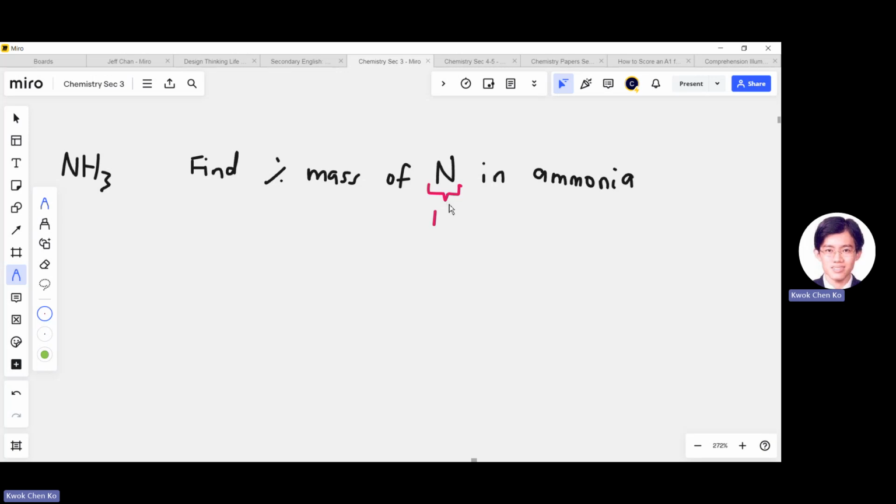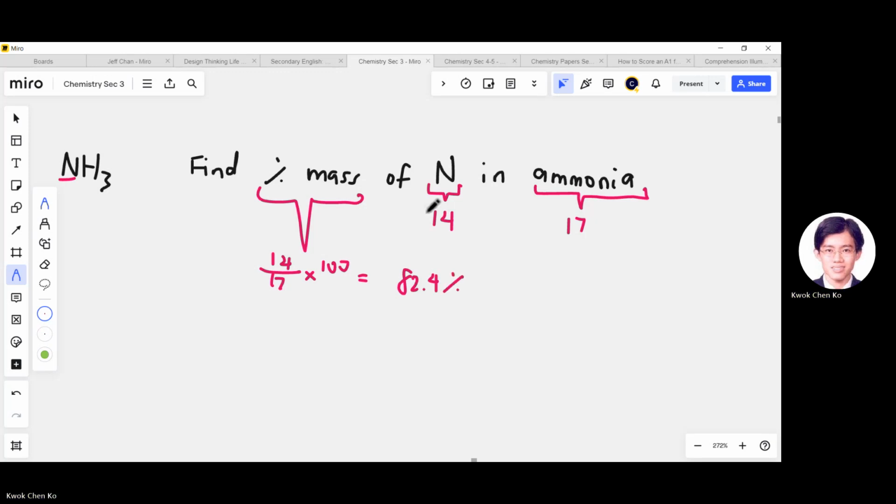Look at your periodic table, it's shortened, and there's only one. Find out what's the MR of ammonia. Work it out using a periodic table, it's 17. So therefore, to find the percentage mass, you simply take 14 over 17 times 100. So we should get 82.4, right? Yeah, 82.4%. Make sure you understand this kind of question, which can definitely come up.